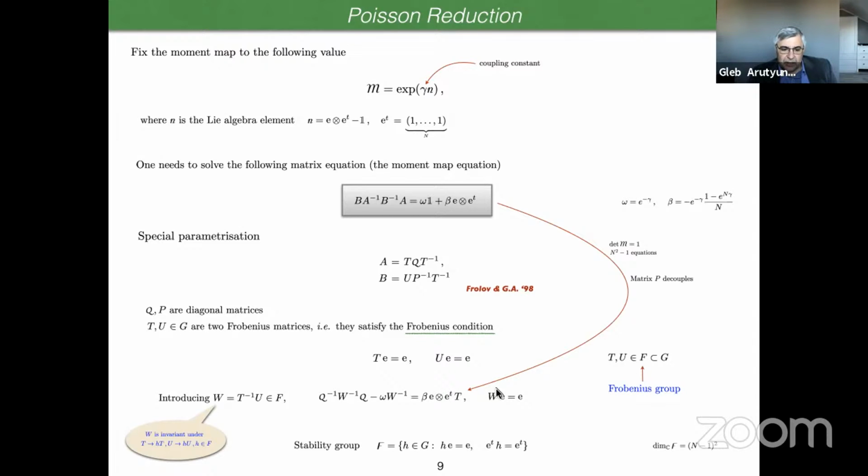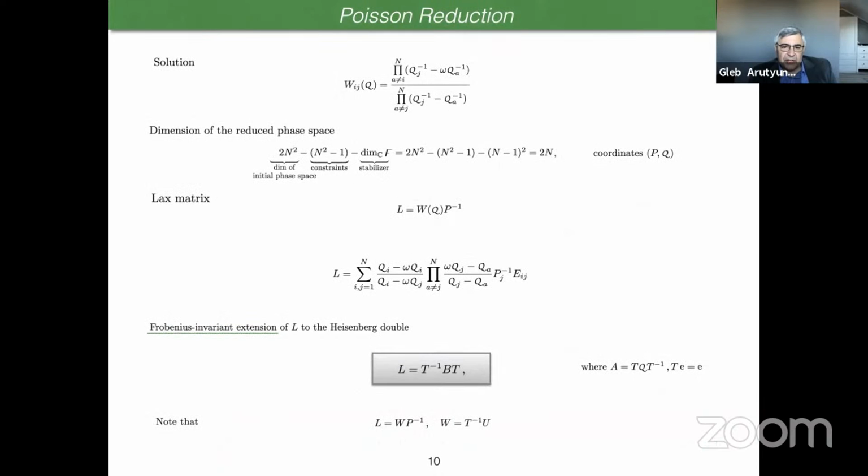So now we can solve this equation provided W is required to satisfy this Frobenius condition. Then this equation can be uniquely solved, and this is the answer for this matrix W for its matrix elements. The dimension of the reduced phase space is easily computed. It appears to be equal to n, and the reduced space can be parameterized by elements of these two diagonal matrices P and Q.